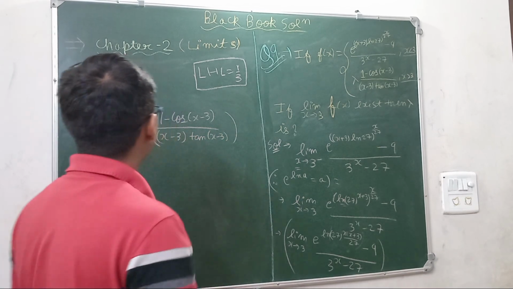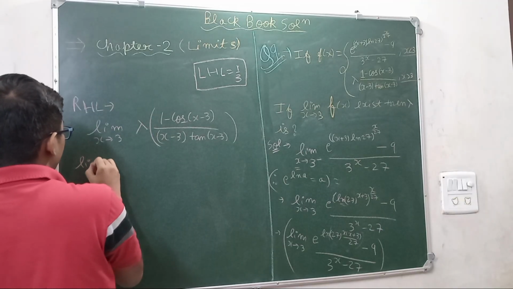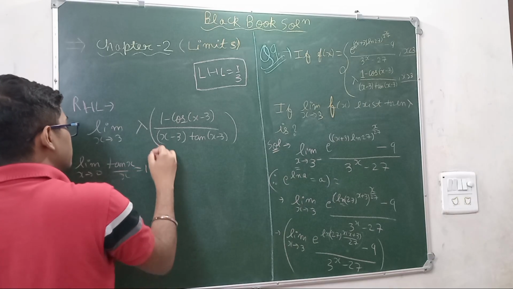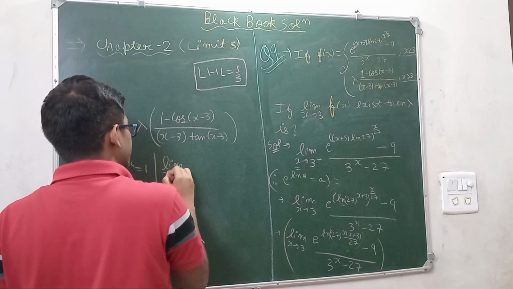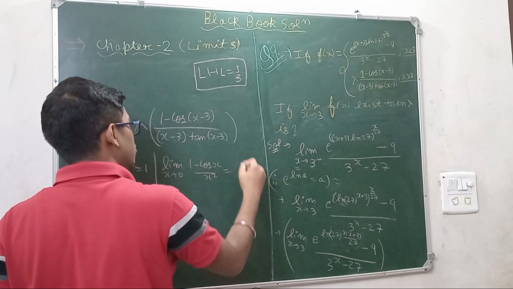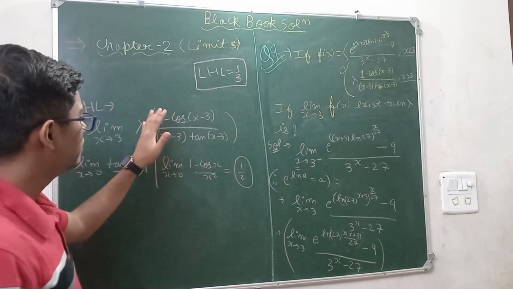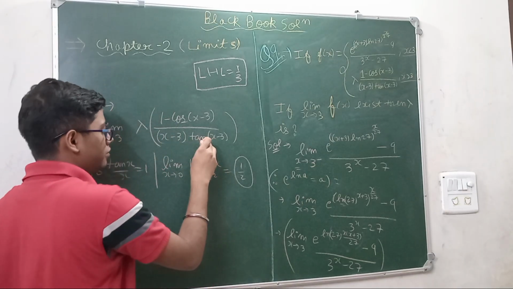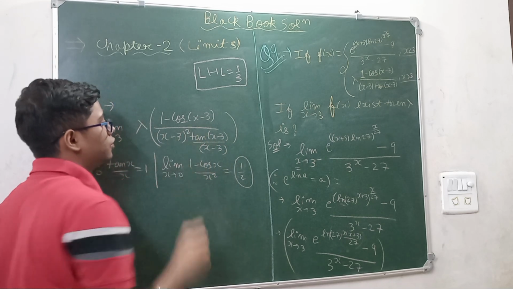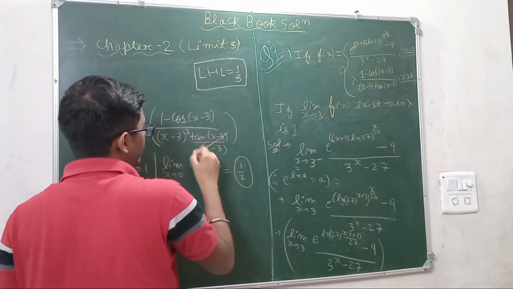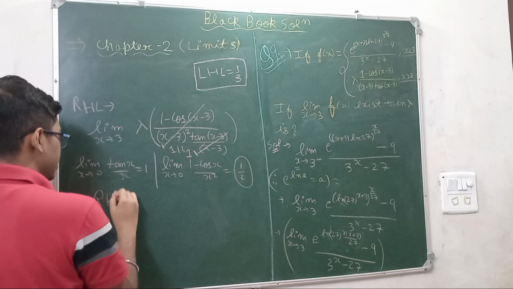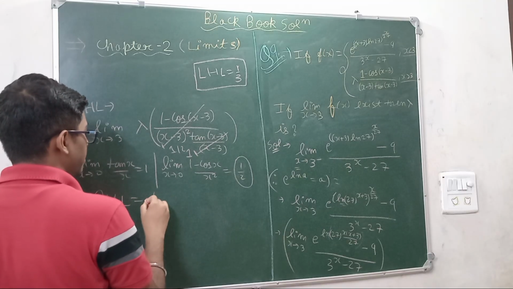Here also the standard limit results should be used: limit x tends to 0, tan x by x is 1, and limit x tends to 0, 1 minus cos x by x square is 1 by 2. You will use this. Here, to make it in terms of this limit, you have to multiply and divide by x minus 3. The equation is balanced. This limit will tend to 1 and this whole limit will be 1 by 2, which means the value of the right hand limit is lambda by 2.